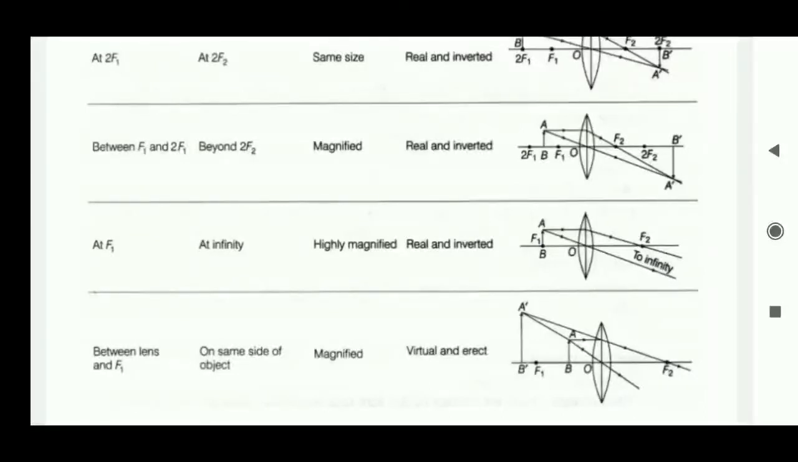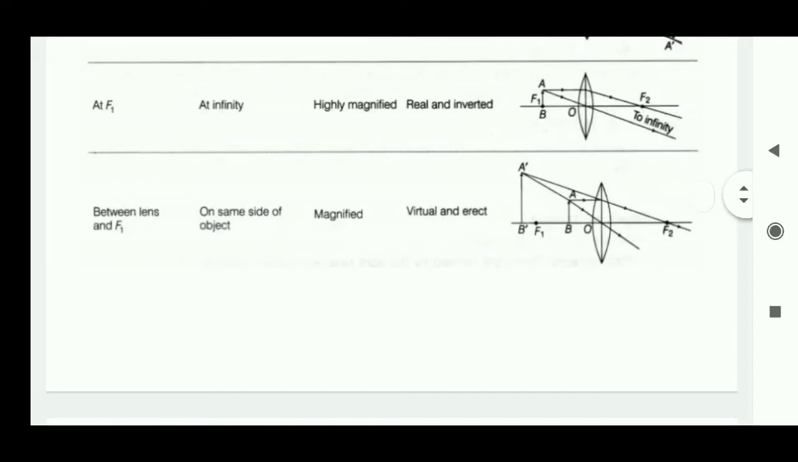And below the focal length, what happens? Between the lens and the focal length, from here onwards we get a virtual, erect image. Generally, virtual images are all erect images only. The magnified image we get is on the same side of the lens.